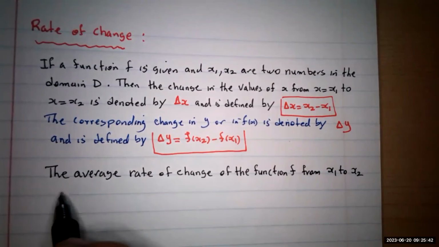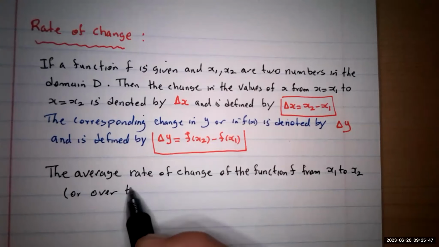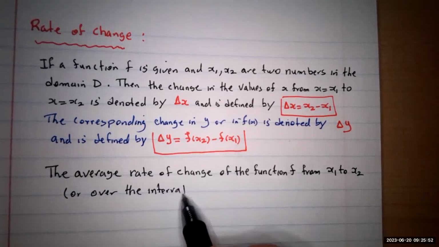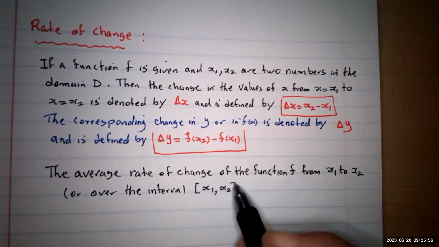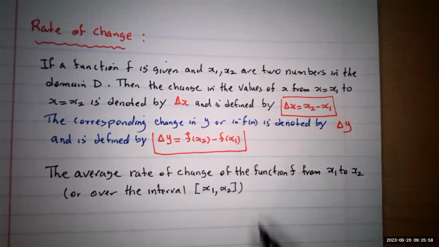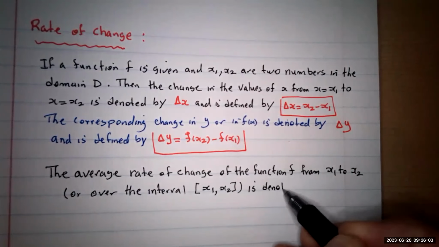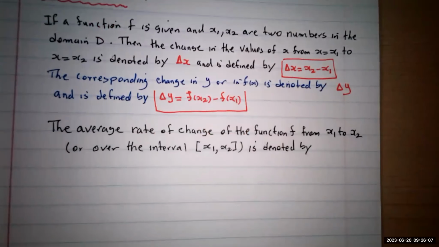Okay, or sometimes you say "over the interval." It's the same expression: over the interval x1 comma x2. Either one would be fine. It's going to be denoted by, like the slope in the case of the line. Okay, so this is going to be the definition that we're going to have.